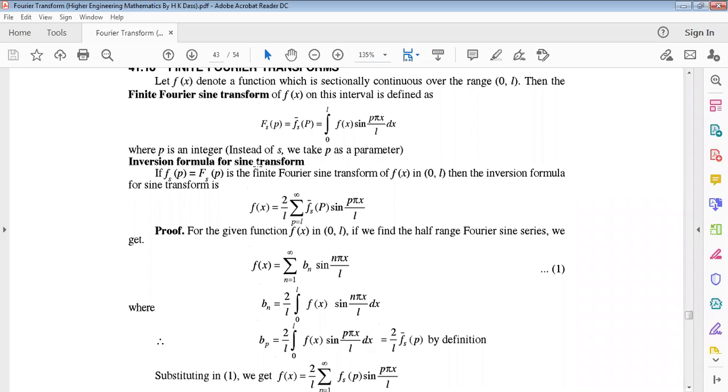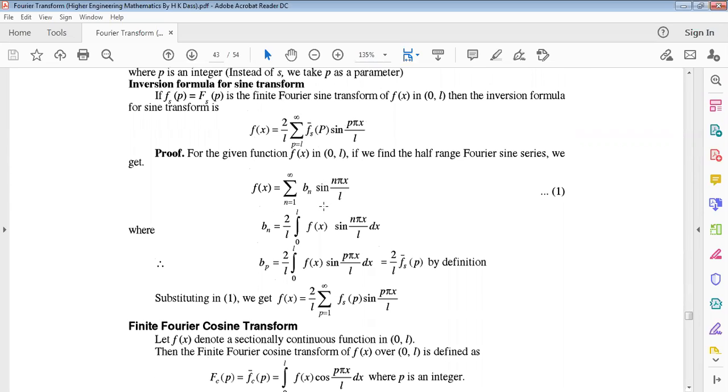The inversion formula will be like this: f of x equals, 2 by L, sum over p equals 1 to infinity of f_s of p sine of p pi x by L. Now the proof is very easy for you.